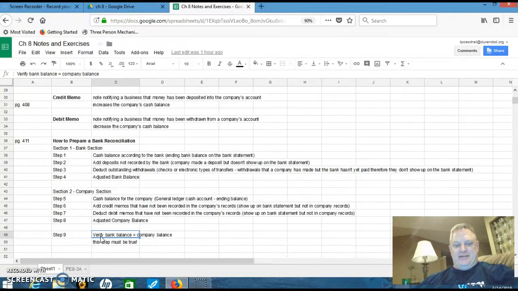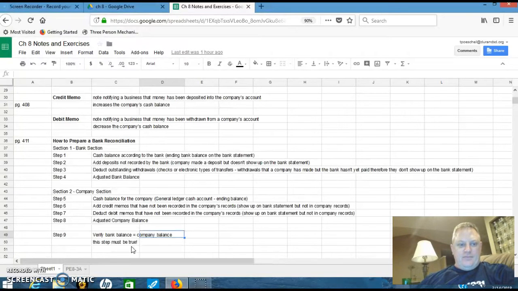must equal. So step 9 is key. Verify the bank balance equals the company balance. In other words, step 4 must equal step 8. If that does not happen, then you made a mistake and you need to find the mistake. So that needs to be true.